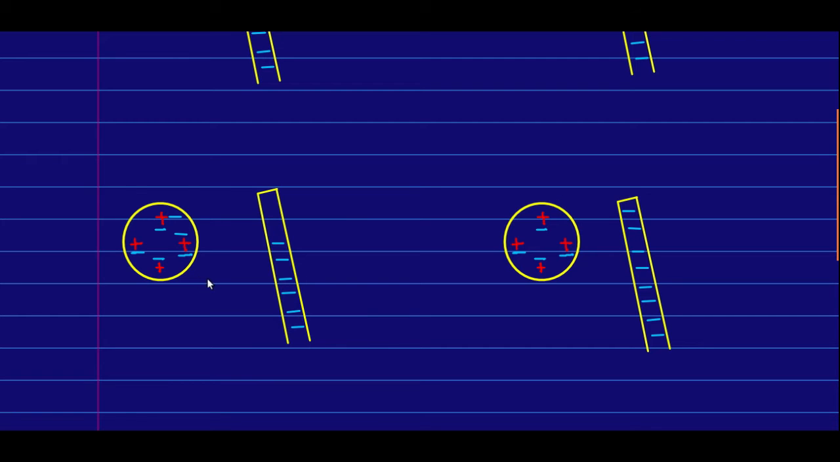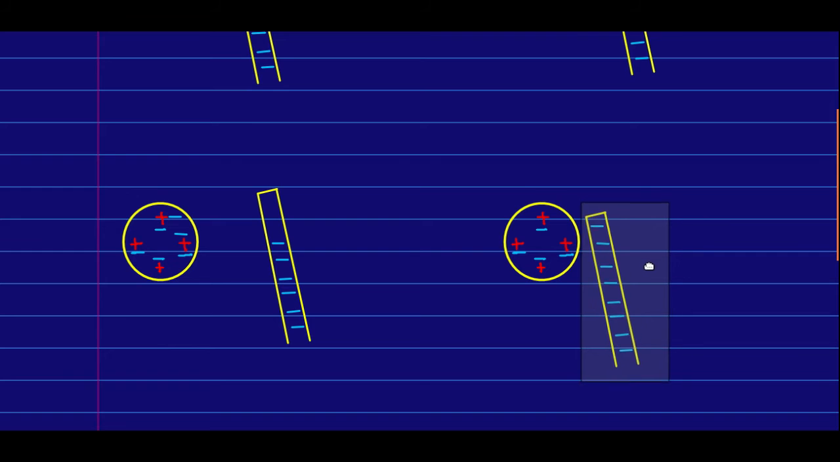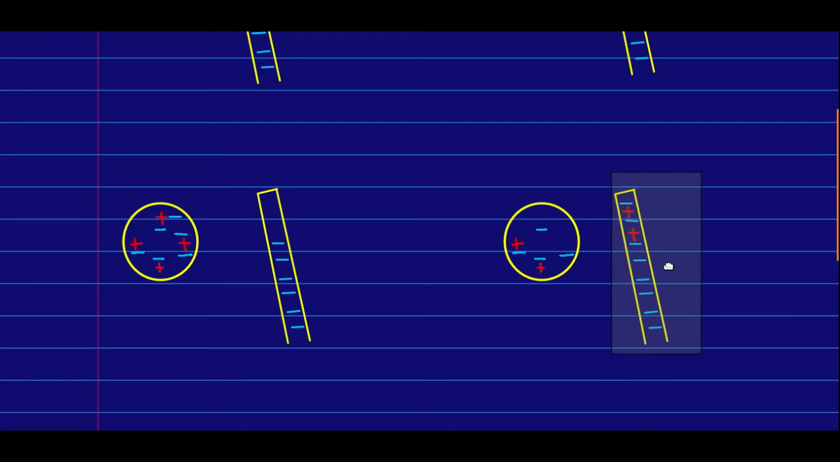But that's not the only possibility. The other possibility is that when we touch the rod to the sphere, because the rod pulls on positive charges in the sphere, it could pull some positive charge off of the sphere onto the rod. Note that experimentally, these two situations are basically indistinguishable. Either way, the sphere ends up negatively charged, and the rod ends up less negatively charged than it was.